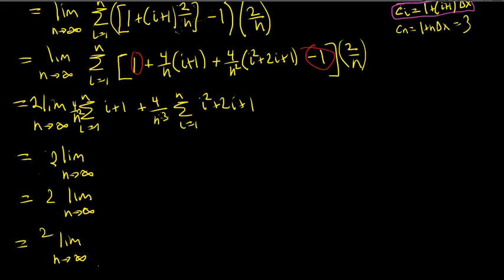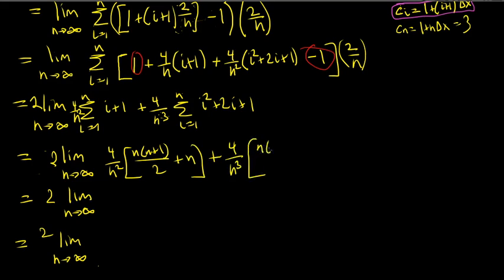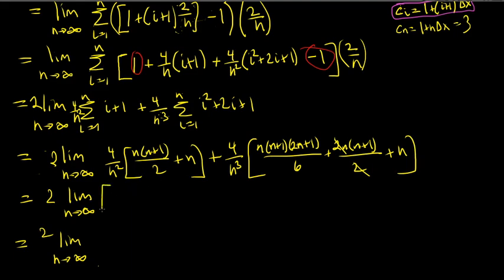So I think that's it. Let's hope that's right. All right, so we still have 4 over n squared, and then the sum of i is n times n plus 1 over 2 plus n, and then plus the 4 over n cubed, and then the sum of i squared is n times n plus 1 times 2n plus 1, over 6, plus 2 times the sum of i, so 2n, n plus 1 over 2, and cancel the 2's, plus 1, so the n of those will be n again. Okay. So I think this is better now.